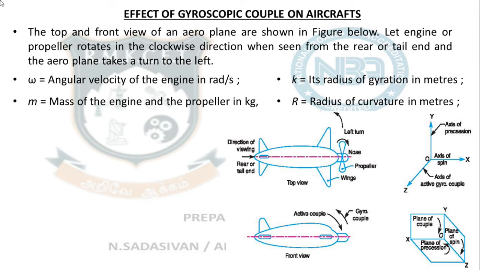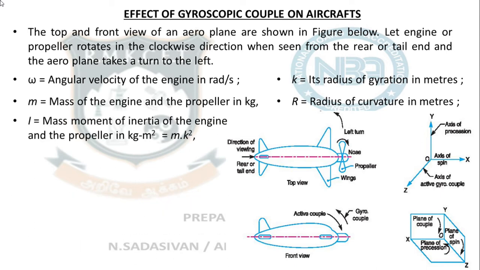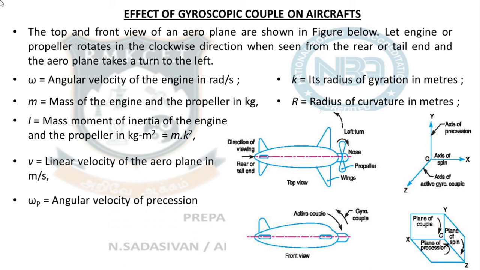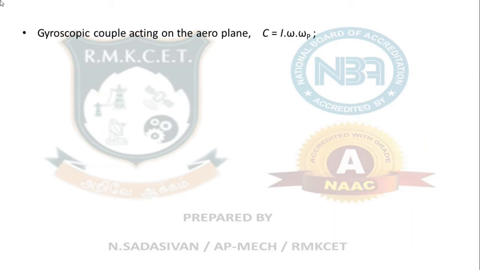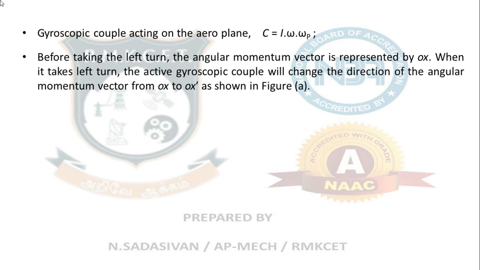I am going to take a turn. What is the radius of that path I am traveling? That is capital R. I equals the moment of inertia of the engine and the propeller. The linear velocity of the aircraft, let us say, is 500 kilometers per hour. Omega p is the precessional velocity that you are going to generate. The gyroscopic couple acting on an aeroplane is given by the same formula, I omega omega p.